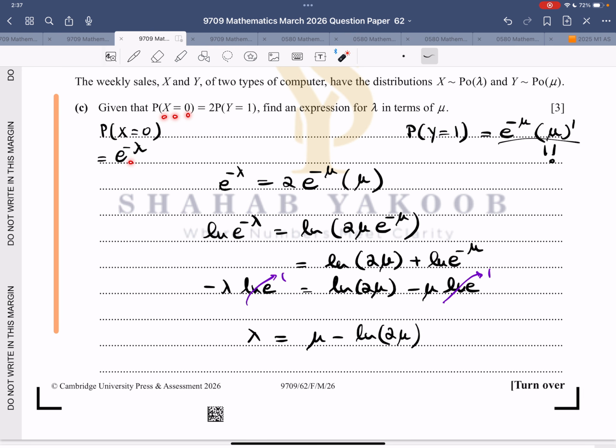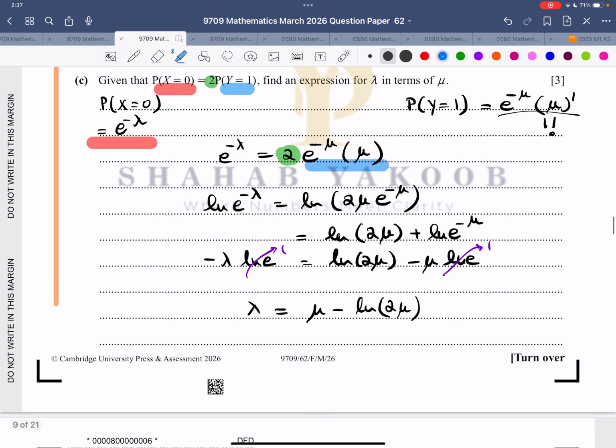Probability x is equals to 0, e raised to power of negative lambda, lambda raised to power of 0 divided by 0 factorial, that is 1. Probability y is equals to 1, e raised to power of negative mu, mu raised to power of 1 over 1 factorial, and there is this 2 thing over here. So this 2 is there, that is this 2. This one is the red one, probability x is equals to 0. This is the blue one, probability y is equals to 1.